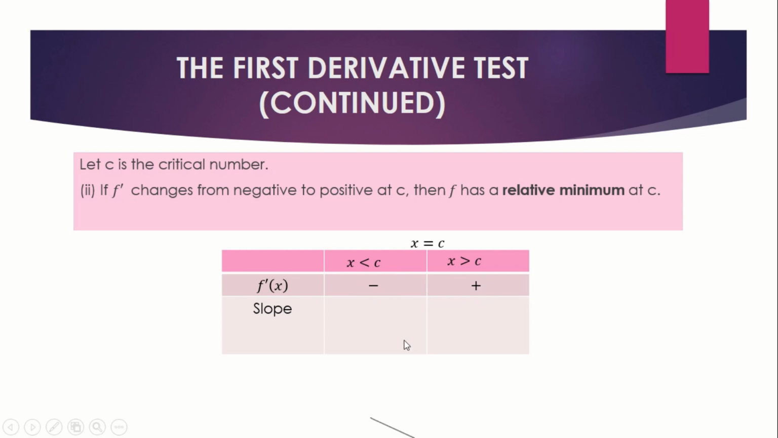So if you draw the lines, negative is the slope negative or decreasing part, and this is the slope positive. If we join the two lines, we can see that f is minimum compared to other points nearby. So f is minimum at x equal to c. So therefore, we say that f has a relative minimum at c.